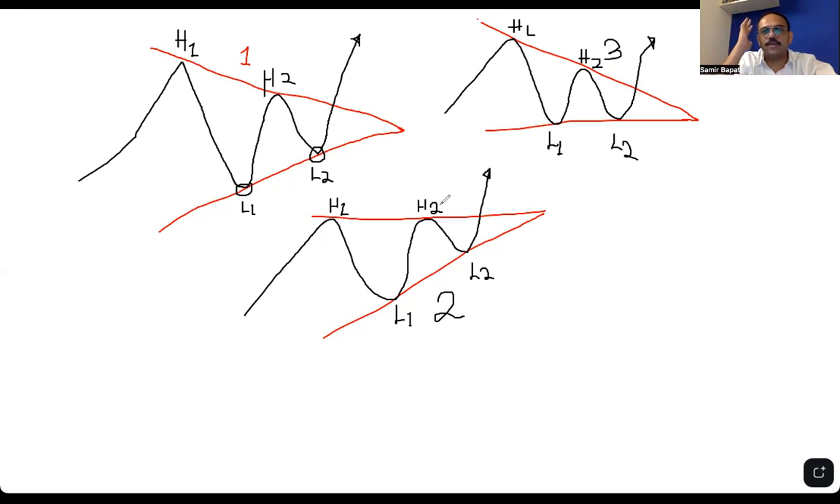Whenever you are looking for a triangle, you should be seeing that subsequent highs should be lower or at the same level. Subsequent lows should be at a higher or same level. This is the finer point for a triangle, identifying the high and low. So far, so good? Yes, no? Yes. Okay, great. So let's go ahead.